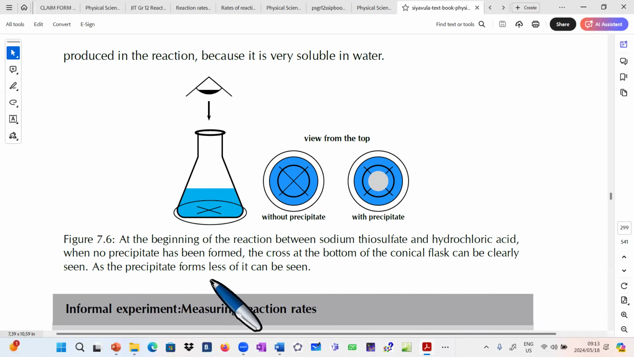As the precipitate forms, less of the cross can be seen. View from the top: without precipitate, it's very clear. With the precipitate, less of the cross can be seen.